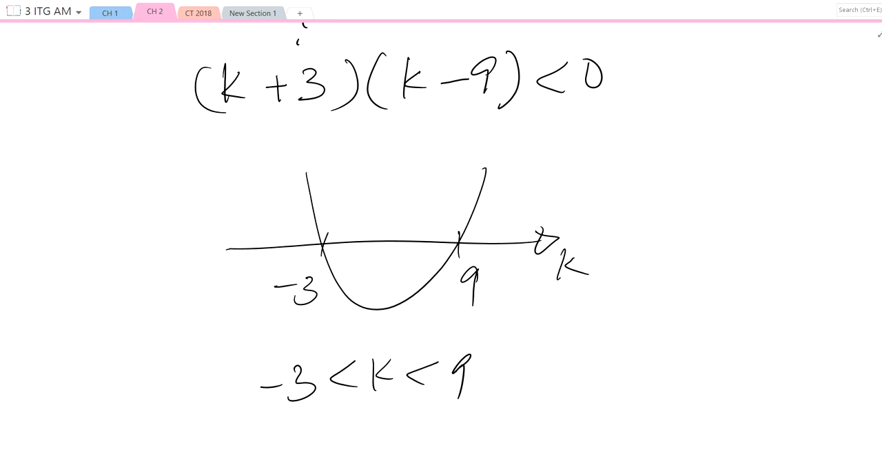Yes, k is less than 9. Why would k be more than 9? I want it to be less than 0. I want this portion.